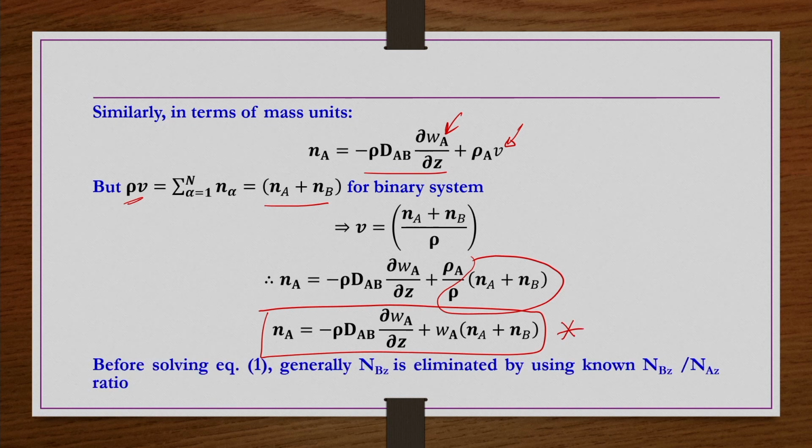So, now in these equations whether you write in molar units or mass units, generally one of the component fluxes, that is NBZ or NAZ, may be eliminated if we know the relation between NAZ and NBZ, or one of them is in general stagnant, I mean 0 if it is stagnant, like one of the phases is stagnant. So, that we see.